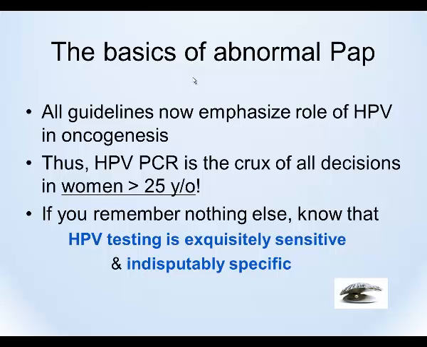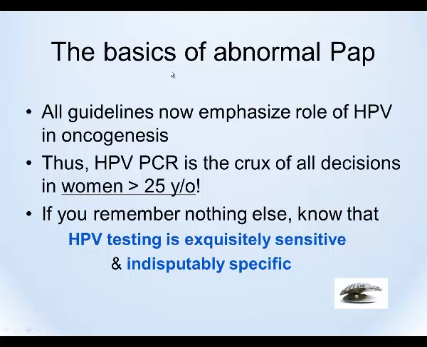And if you just remember that HPV is really, really emphasized in all these guidelines, that we know HPV is the cause of this. It's crucial for oncogenesis, and the PCR is the crux of all decisions in women over the age of 25. You'll be fine. So, if HPV is positive, then you start getting worried. If HPV is negative, then you don't have to worry as much, and you can usually just retest in 1 to 3 years. So if you remember nothing else and you start to panic on the boards, just remember that HPV testing is really sensitive and really specific and really important for knowing if this is an oncogenic lesion or not.